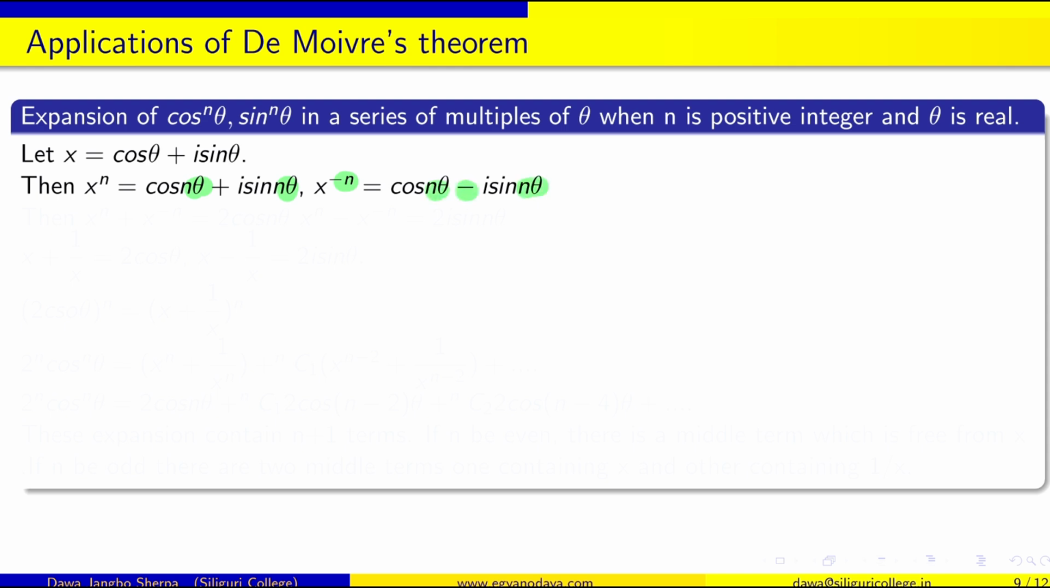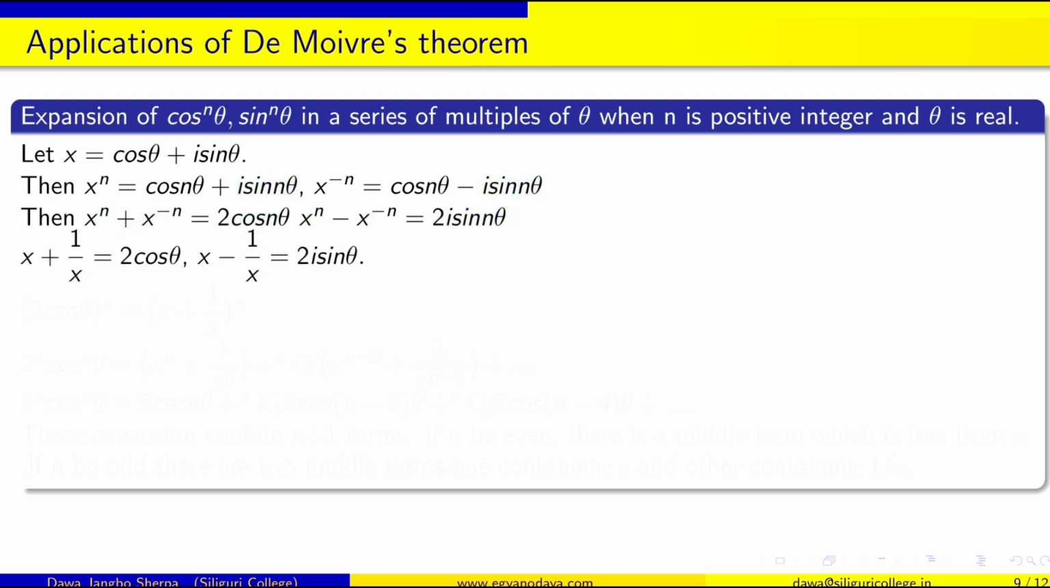Now if I add x to the power n plus x to the power minus n, it will be cos n theta plus cos n theta, that means 2 cos n theta, and the i sin n theta and minus i sin n theta will get cancelled. Now if I subtract, x to the power n minus x to the power minus n, then cos n theta will get cancelled, and we are left with 2i sin n theta. Now if I put n equal to 1, x plus 1 by x is equal to 2 cos theta, and x minus 1 by x is equal to 2i sin theta.